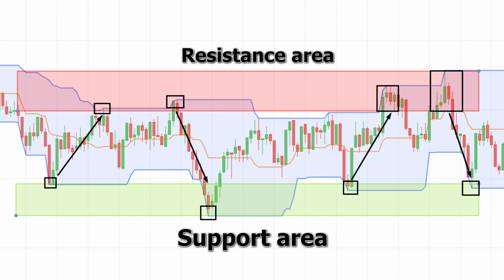And another application is the boundaries as support or resistance. The upper line acts as a resistance, with the lower as a support. But this works better when the market is actually moving in a corridor and not in an impulse.